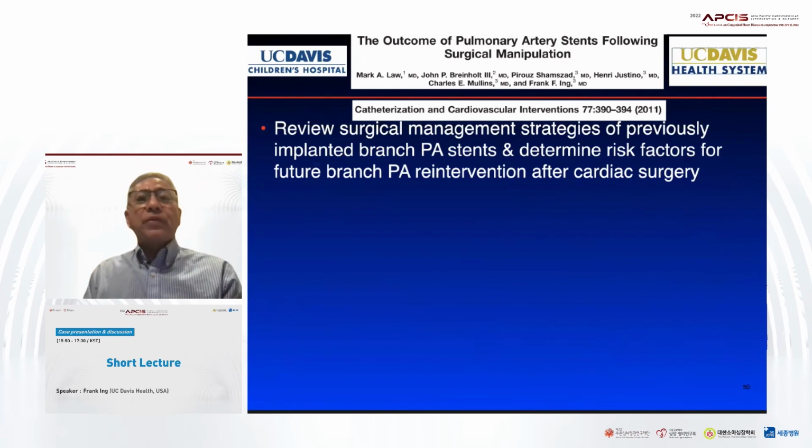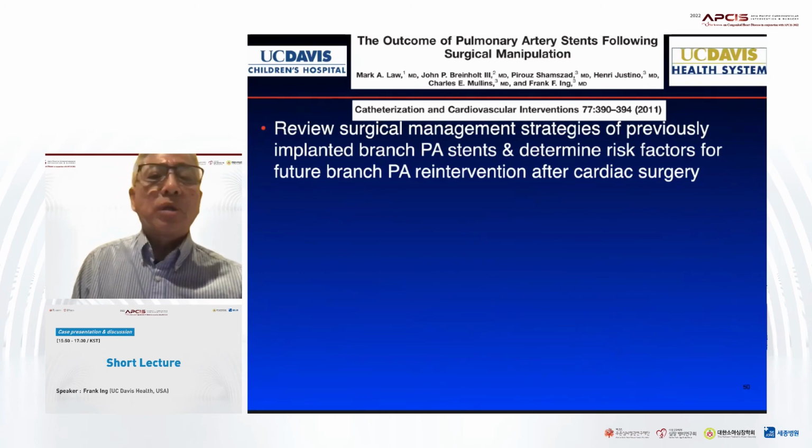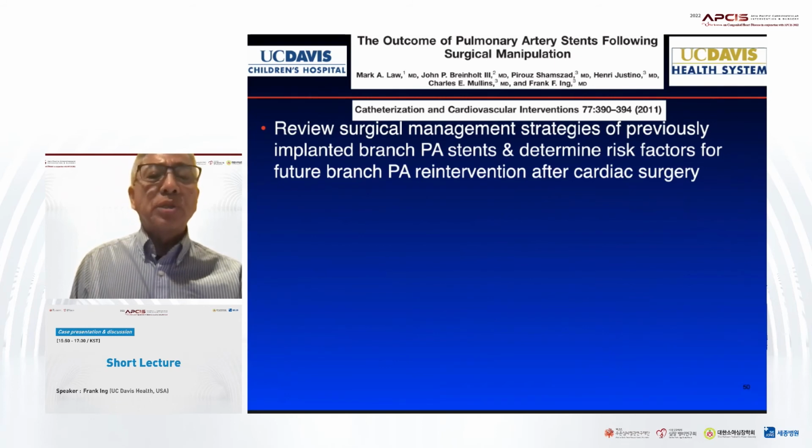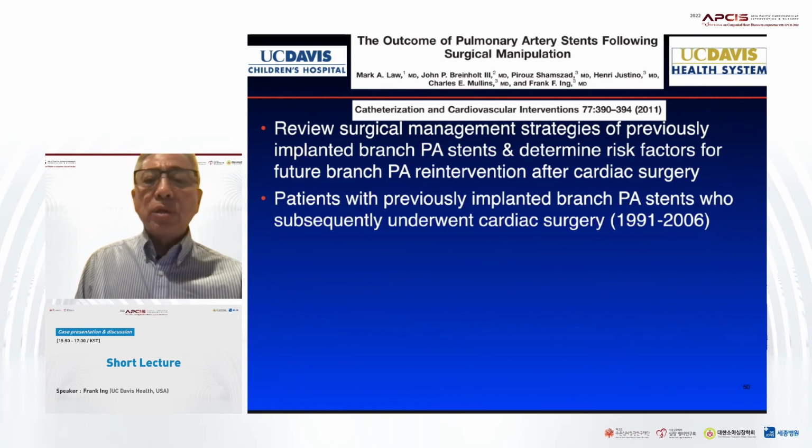This is the last part of this, and I'm sorry I'm running a little late. We actually looked at surgical manipulation of stents and how that impacts the need for reintervention. I thought this was quite interesting to share. So we looked at patients who had a stent and then went to surgery, and the different things that the surgeons did and how that might impact reintervention.